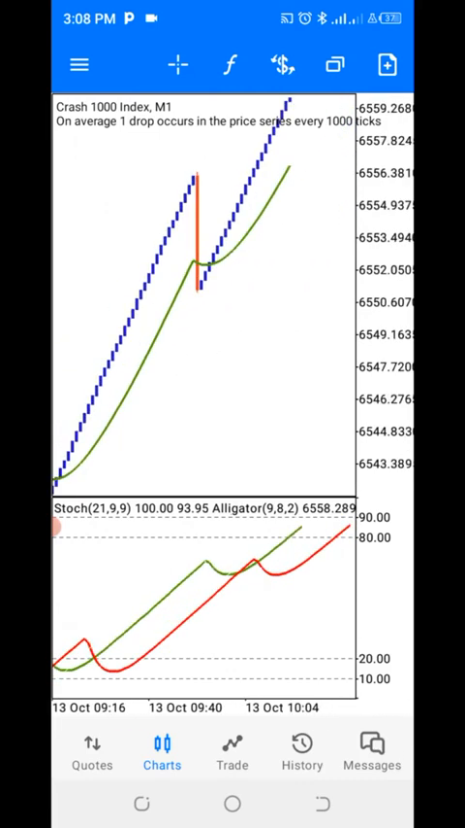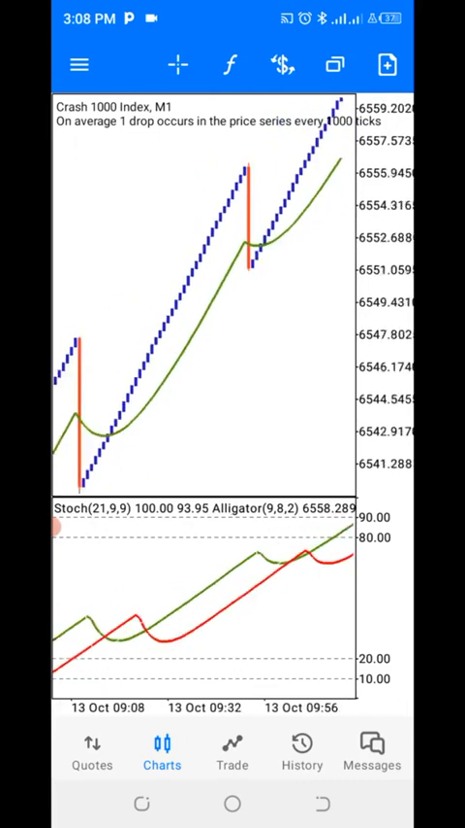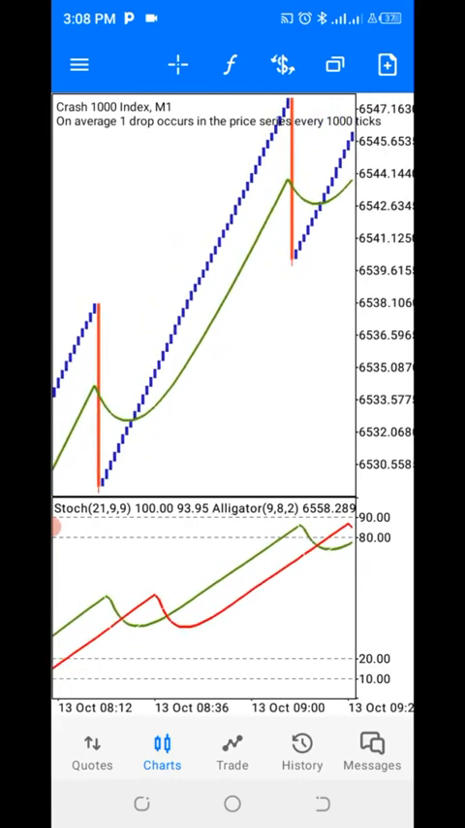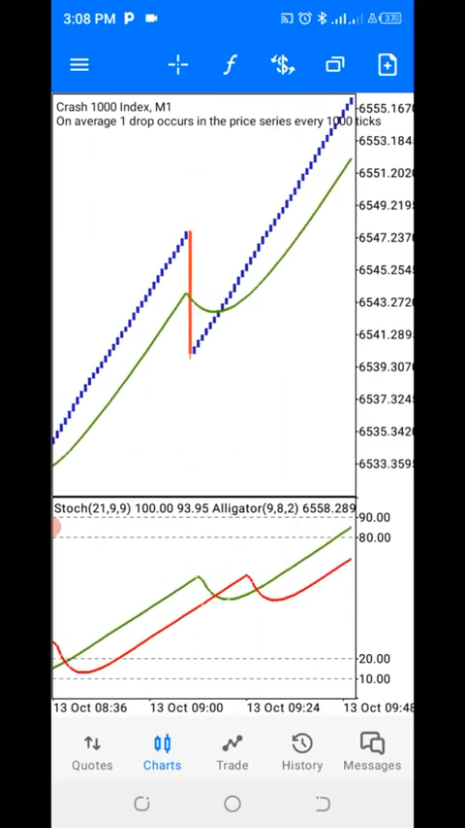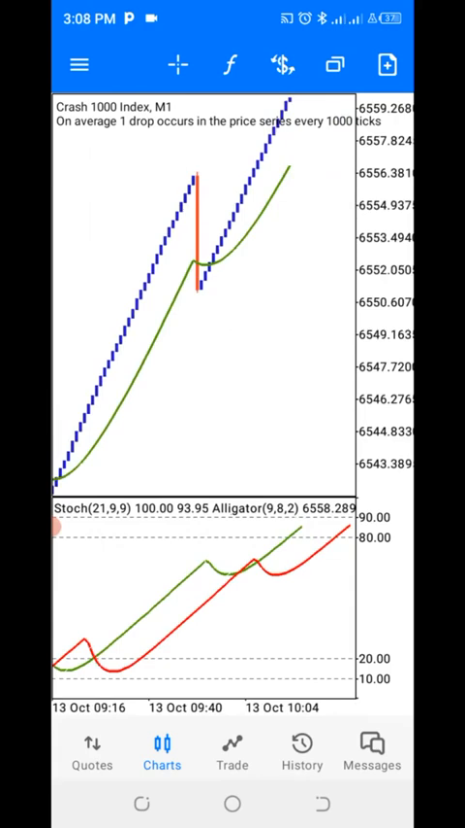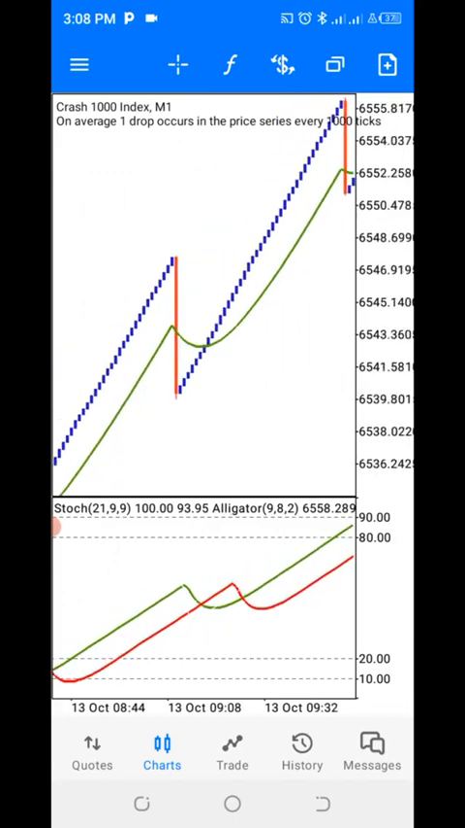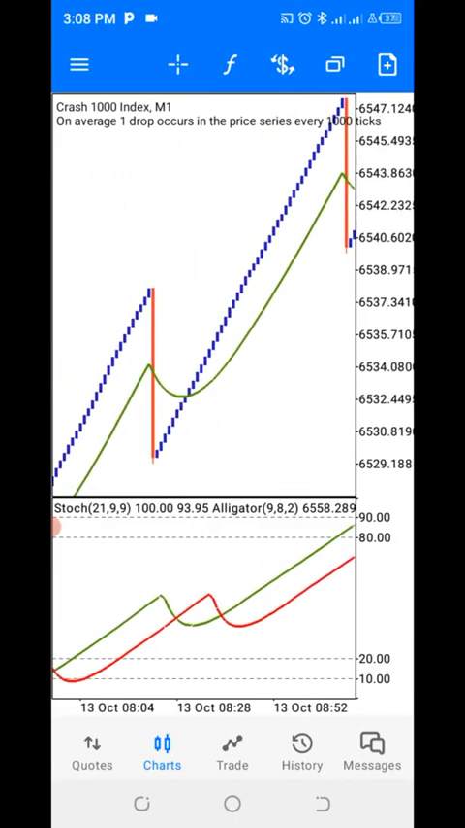Since most of you are new to trading, you just need something that will give you a daily target of $10, $20, $100, depending on the kind of trader you are and the kind of equity that you have. So the strategy works perfectly for Crash 1000 and Boom 1000. Without wasting your time, let me share the strategy with you.